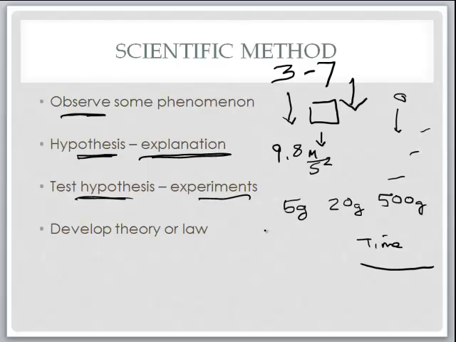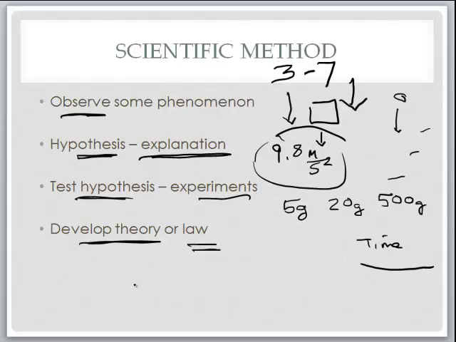If your explanation holds true and your hypothesis turns out to be correct, the next step would be to develop some sort of theory or law based on your experiments. So for example, these sets of experiments would lead to a scientific law. In other words, anything that contains matter will fall at a rate of 9.8 meters per second squared.